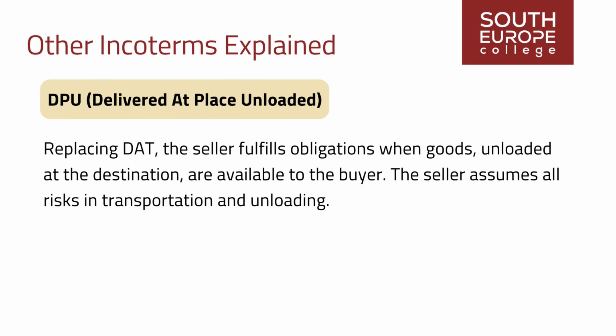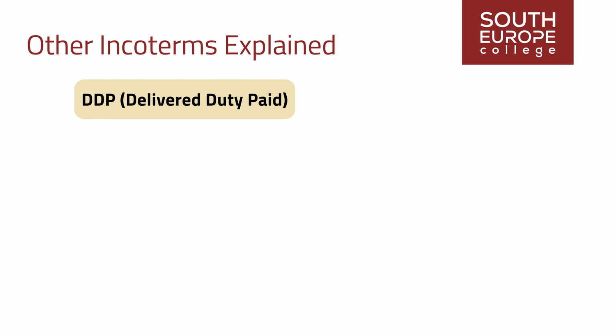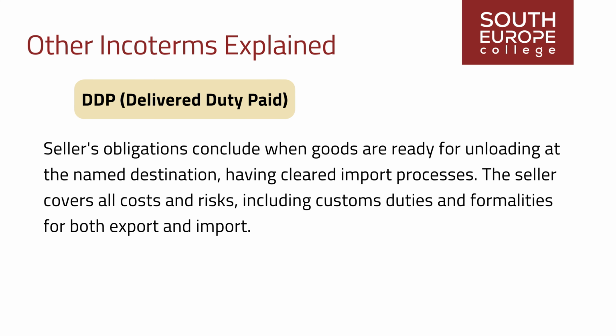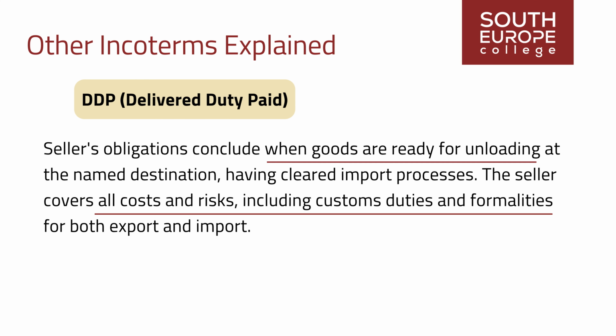DPU, delivered at place unloaded. Replacing DAT, the seller fulfills obligations when goods, unloaded at the destination, are available to the buyer. The seller assumes all risks in transportation and unloading. DDP, delivered duty paid. Seller's obligations conclude when goods are ready for unloading at the named destination, having cleared import processes. The seller covers all costs and risks, including customs duties and formalities for both export and import.